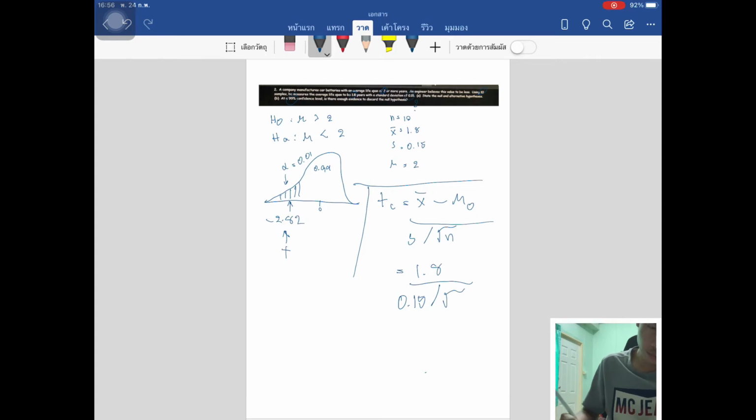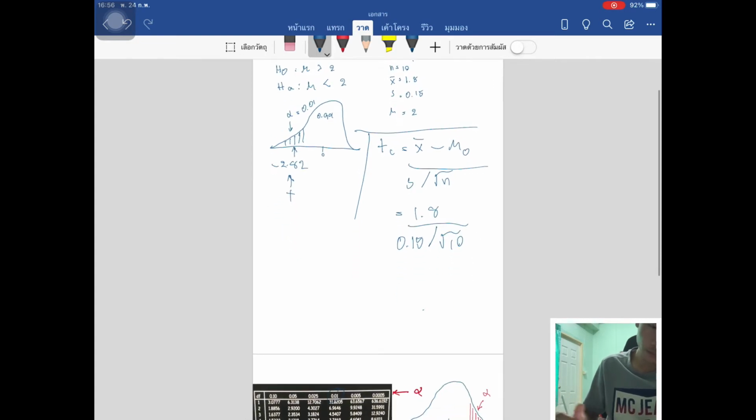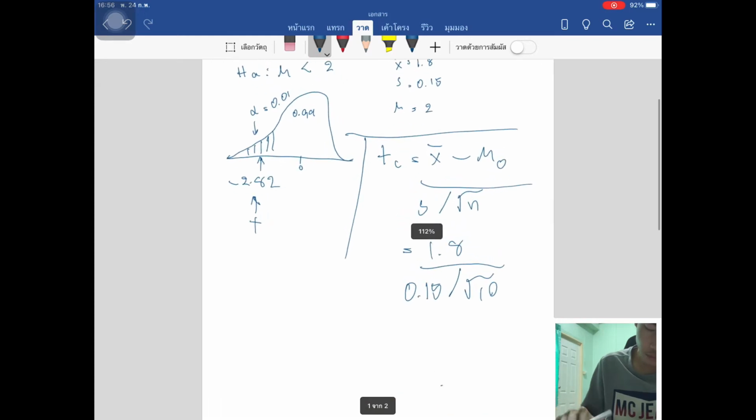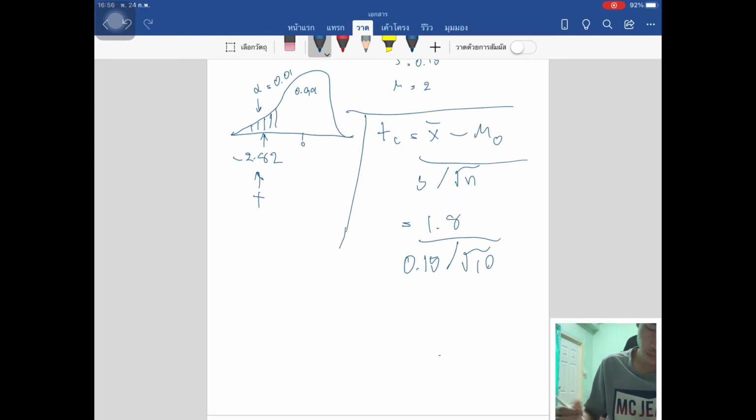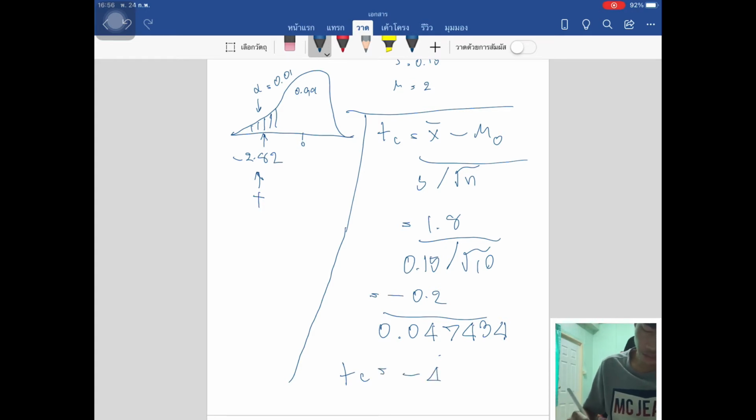Standard deviation over square root 10 equal minus 0.2, 0.047434. T equal minus 4.22.